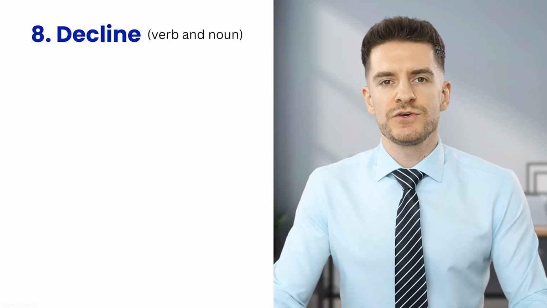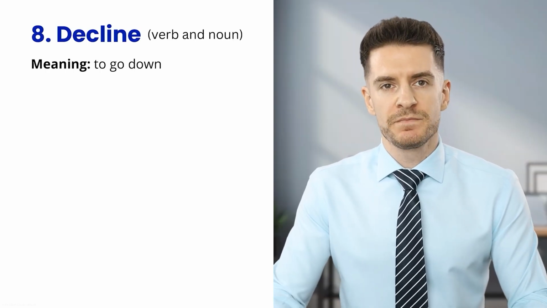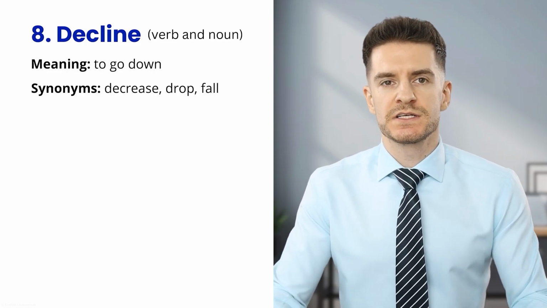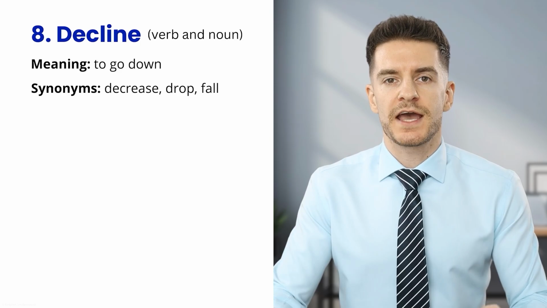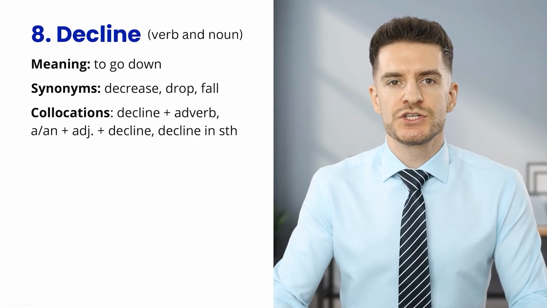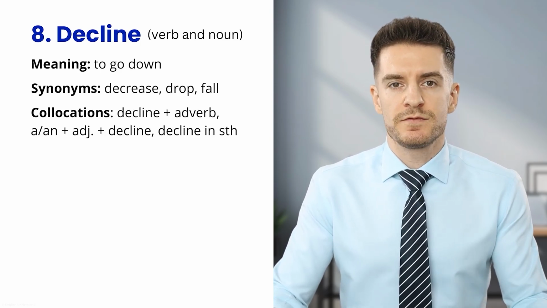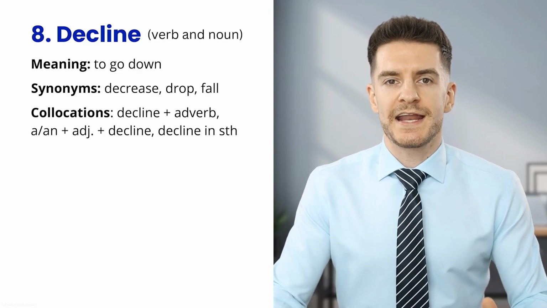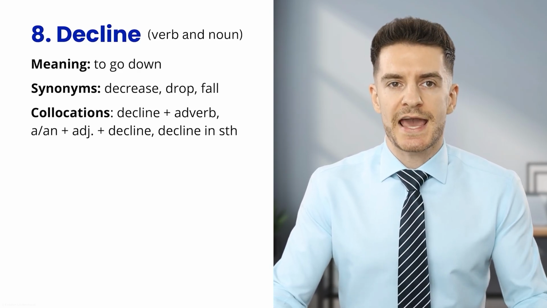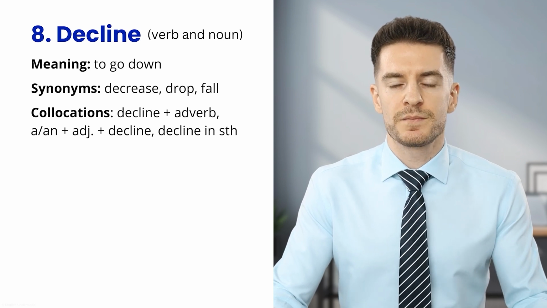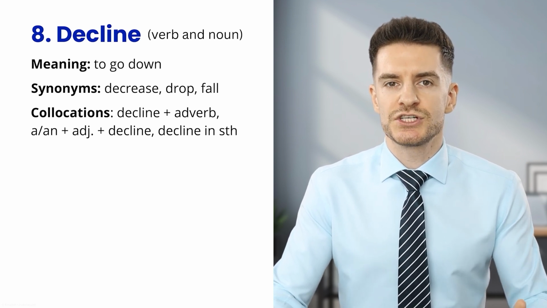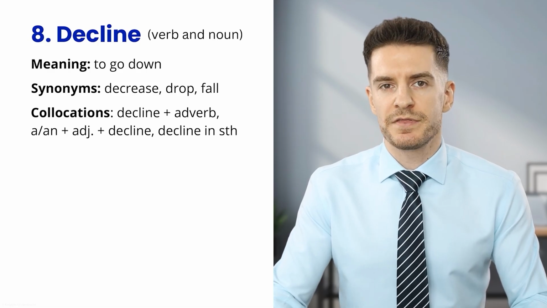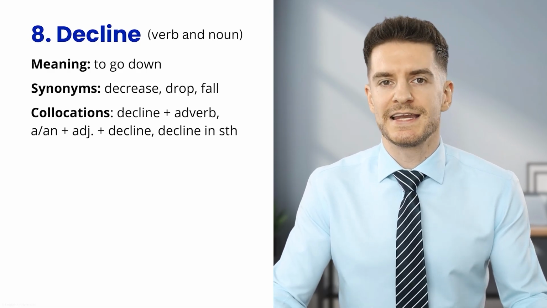Now, decline can be used as a verb and a noun, and it means simply to go down. So here are some synonyms: decrease, drop, and fall. Here are some collocations: decline plus adverb, so you could say decline sharply. Now, if you're using decline as a noun, you could say something like an plus adjective plus decline. So you could say a sharp decline. And the final collocation is decline in something. So for example, a decline in numbers.